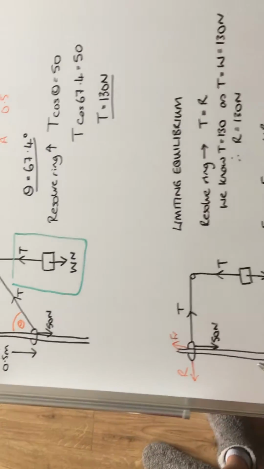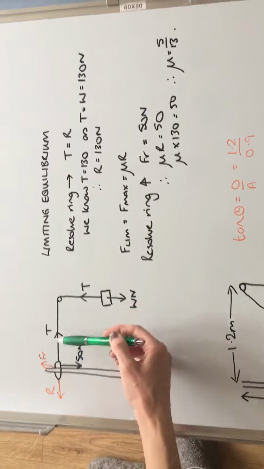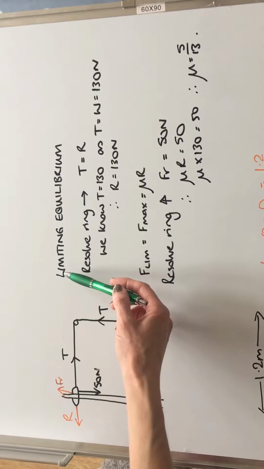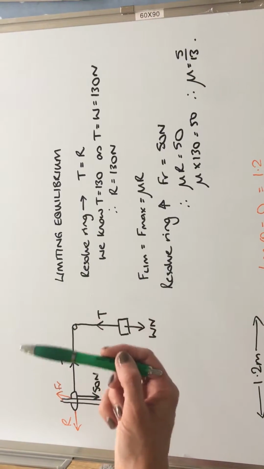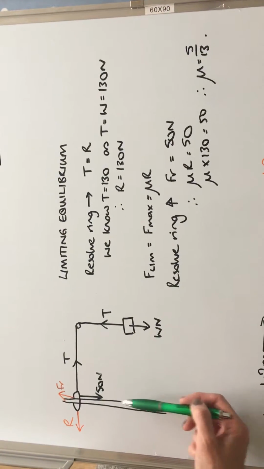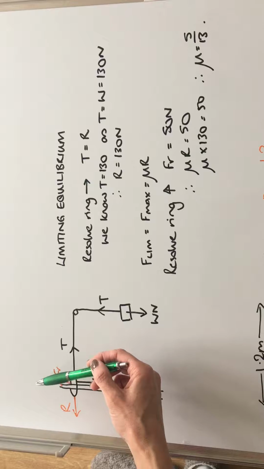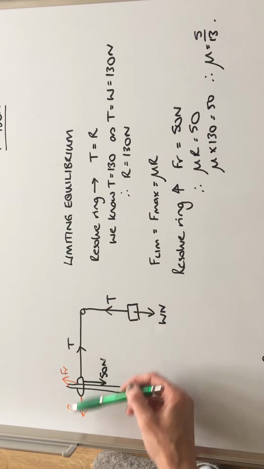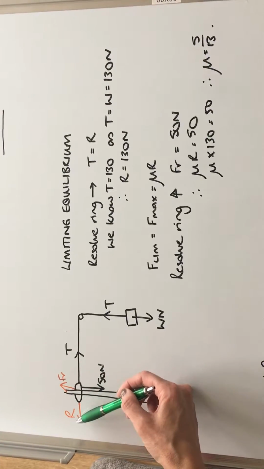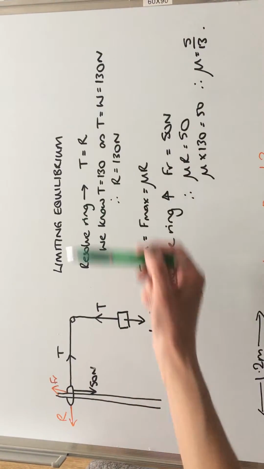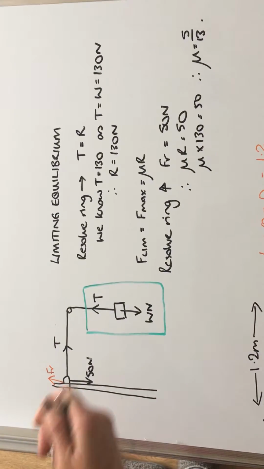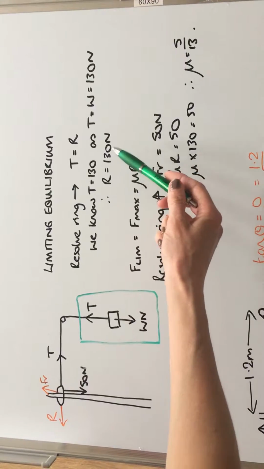The next part of the question says that if the ring is exactly perpendicular here, the system is in limiting equilibrium, which tells us there is friction. Looking at the ring, the weight would naturally want to drag it down, so the friction must go up. Resolving this ring horizontally, we can see that the tension is exactly equal to the reaction force. We know, as before, that the tension is equal to the weight, which is 130 newtons, so my reaction force has to be 130 newtons.